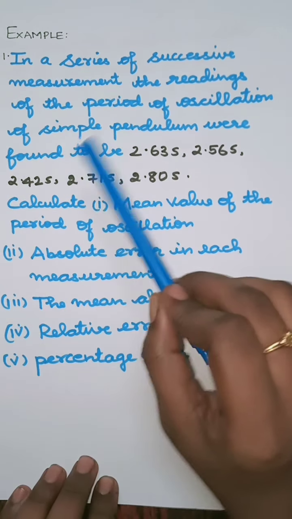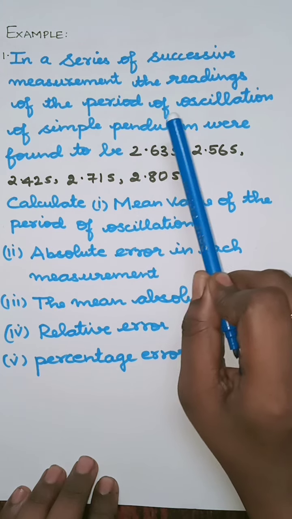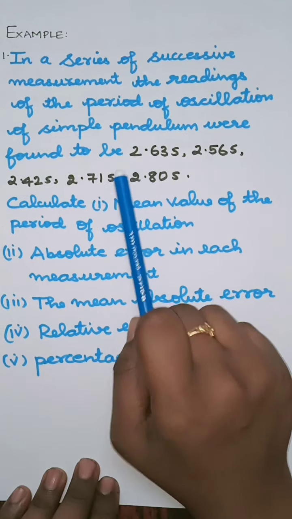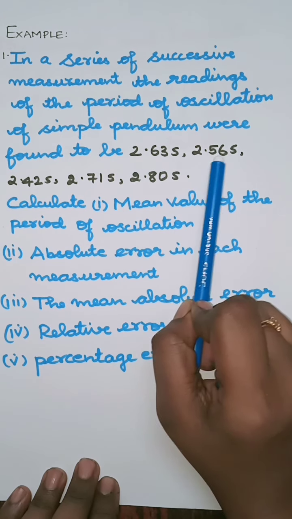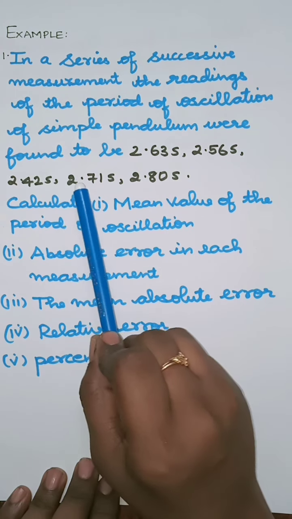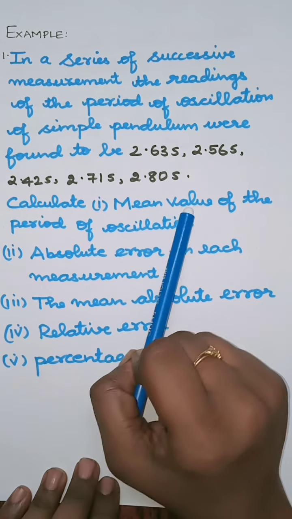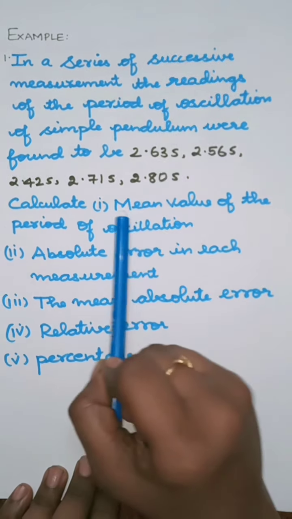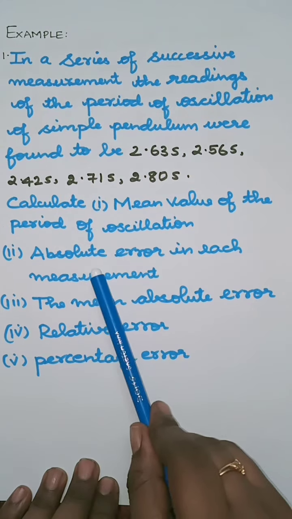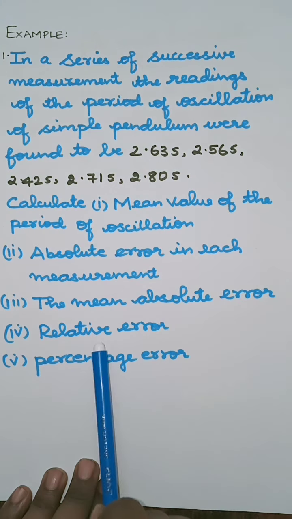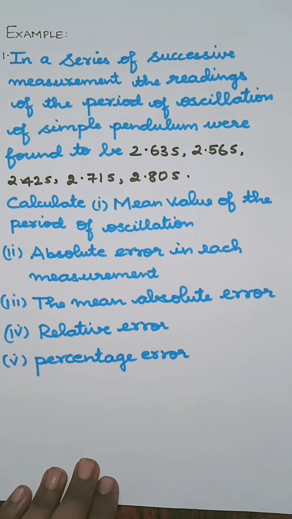I will read it. In a series of successive measurements, the readings of the period of oscillations of a simple pendulum were found to be 2.63 seconds, 2.56 seconds, 2.42 seconds, 2.71 seconds, 2.80 seconds. Calculate the mean value of the period of oscillations. Mean value is nothing but the true value. Then the absolute error in each measurement, then the mean absolute error, relative error and percentage error. They are asking us to calculate all these values.